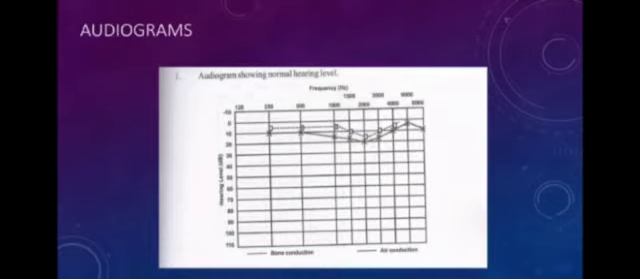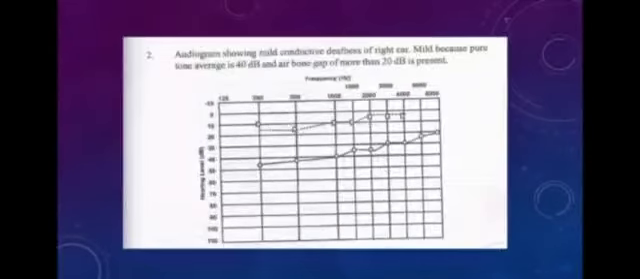So coming to the audiogram, this is an audiogram showing normal hearing level. The dotted lines show the bone conduction and the straight lines show air conduction. This is an audiogram showing mild conductive deafness of right ear. Mild because pure tone average is 40 decibels and air-bone gap of more than 20 decibels is present.